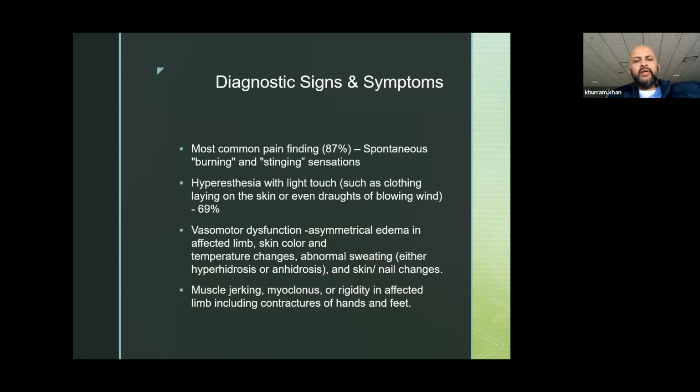And the vasomotor dysfunction means that there is asymmetrical edema. It's not similar on both sides, the way we see it in heart failure or kidney dysfunction. It's a one-sided edema in the limb, and there are temperature changes and abnormal sweating. Either they have no sweating at all and the limb is very dry, or it's excessively sweating, where they have to cover it with clothing or tissue paper. So hyperhidrosis and anhidrosis are there.